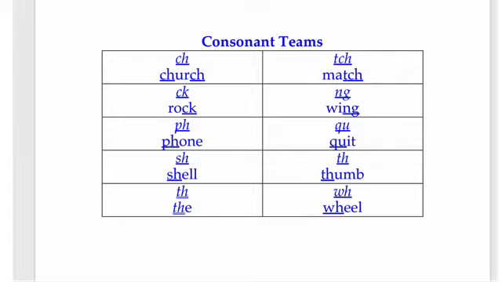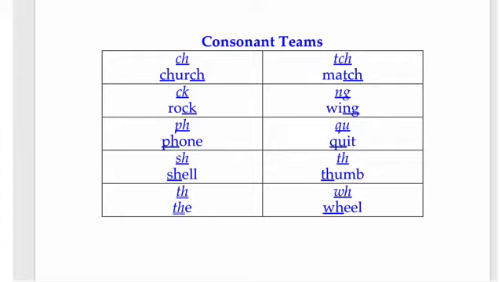The first sound of TH is called the voiceless sound because we do not vibrate our vocal cords to make that sound. The second sound for TH is called the voiced sound for TH because in order to make the sound, you vibrate your vocal cords as you're making the sound "th."